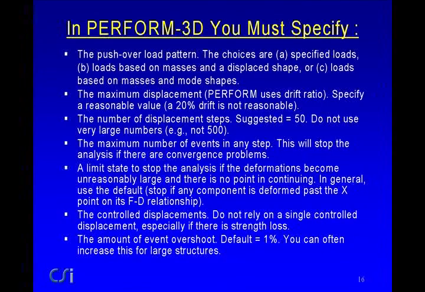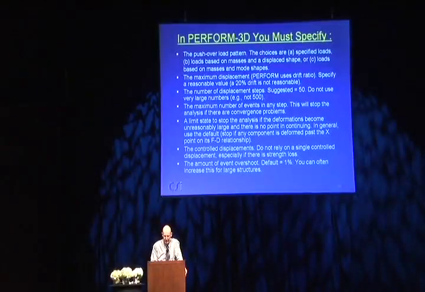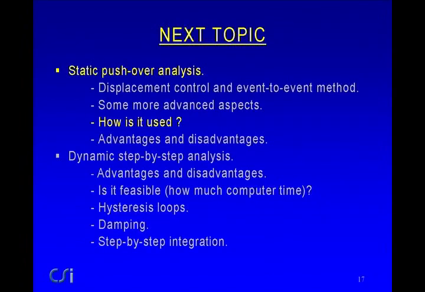And then it'll stop. And finally, the amount of event overshoot, and the default is 1%. And as I said before, you can often increase this number for large structures, and you can go as high as 20%. So next stop, we're still on static pushover analysis. Next event, how is it used?